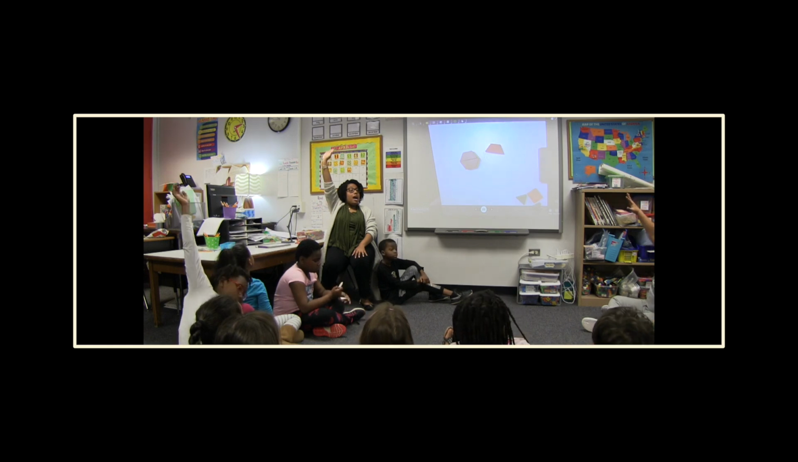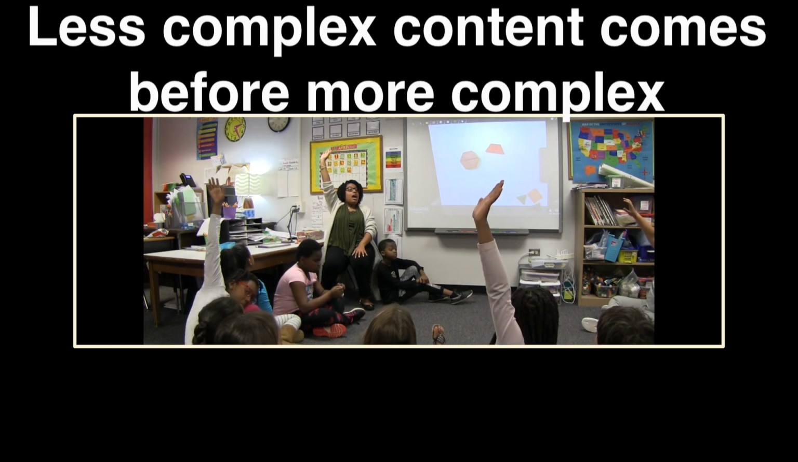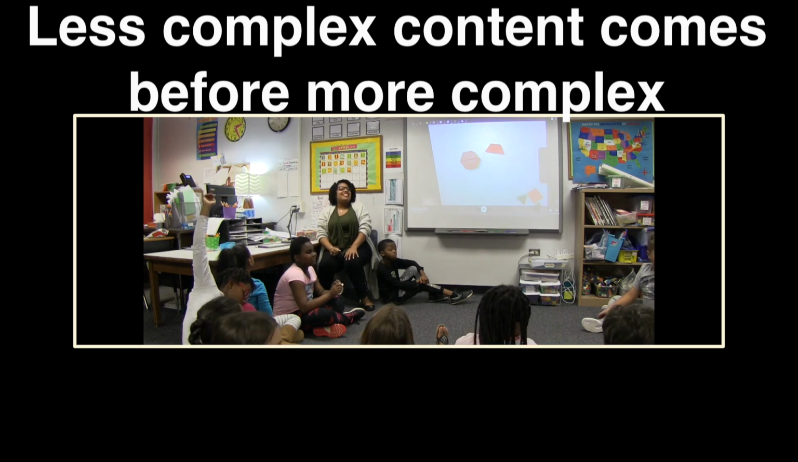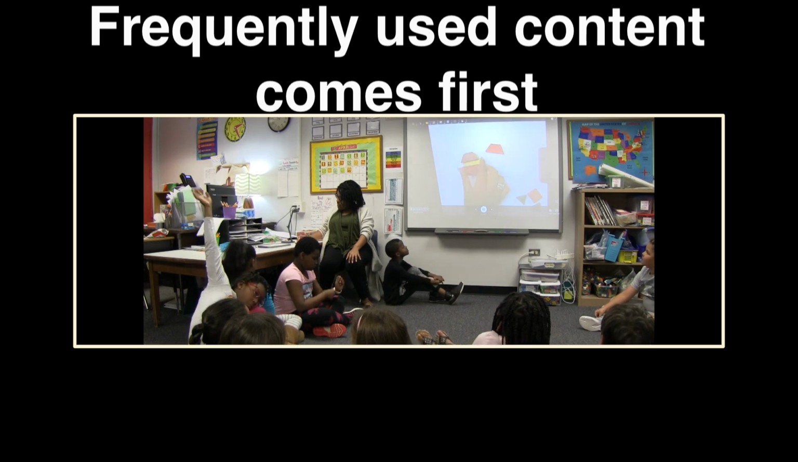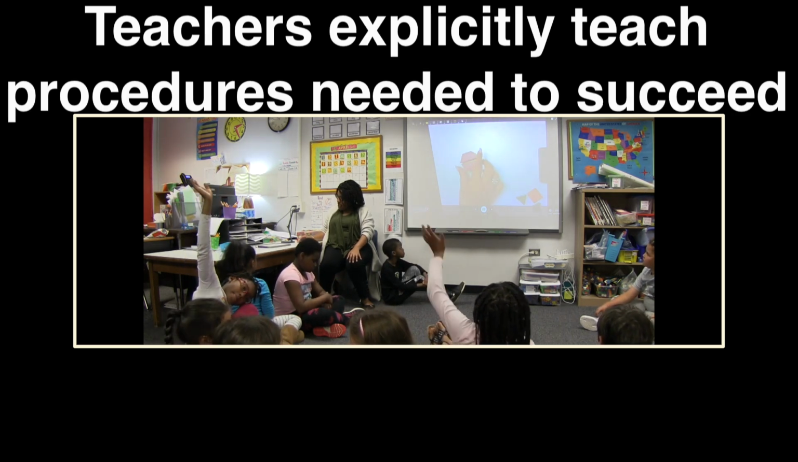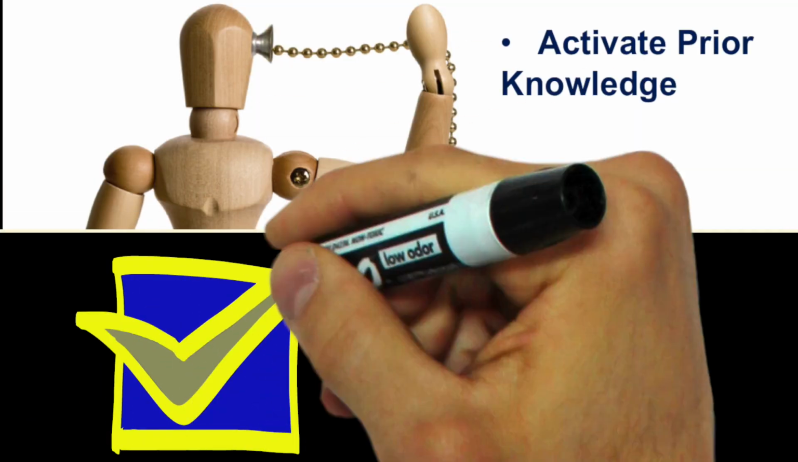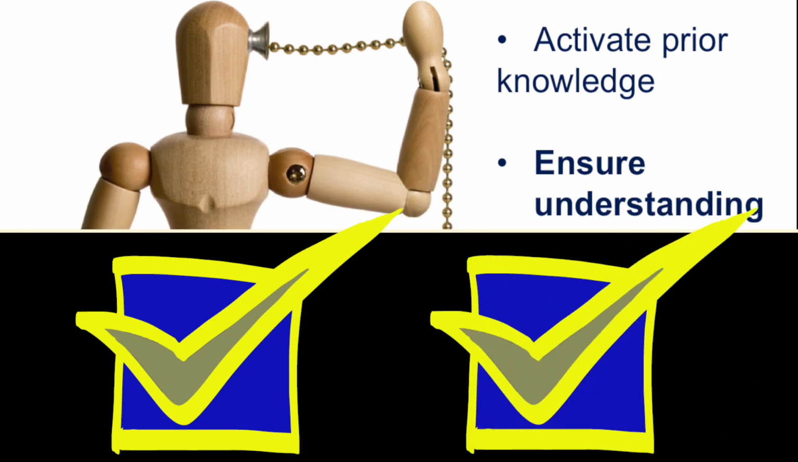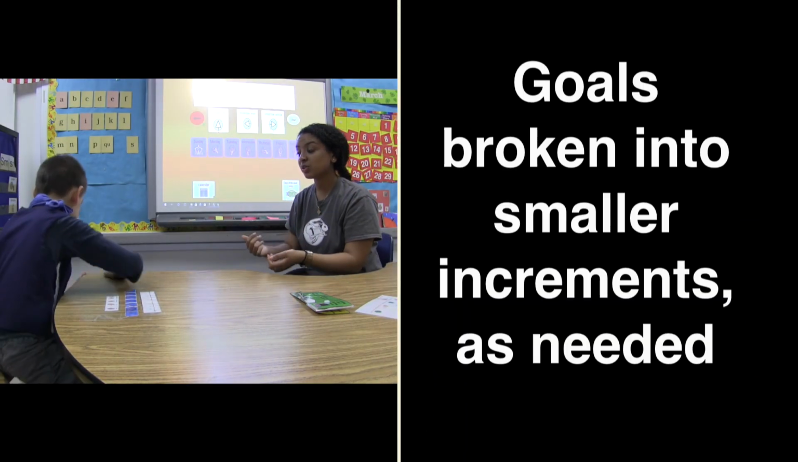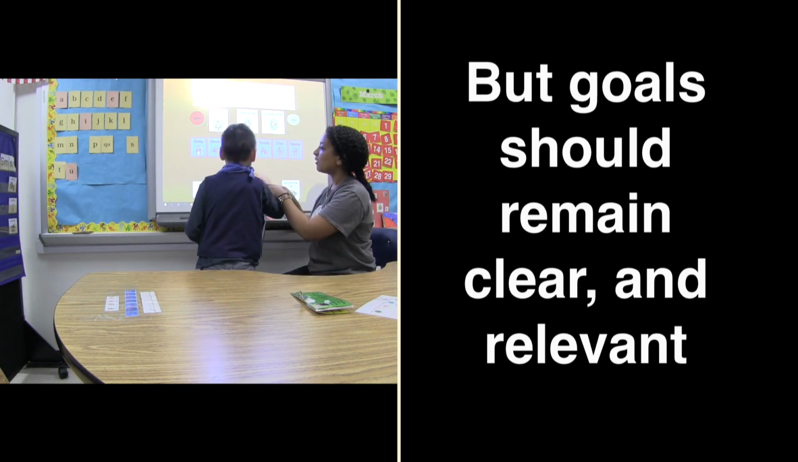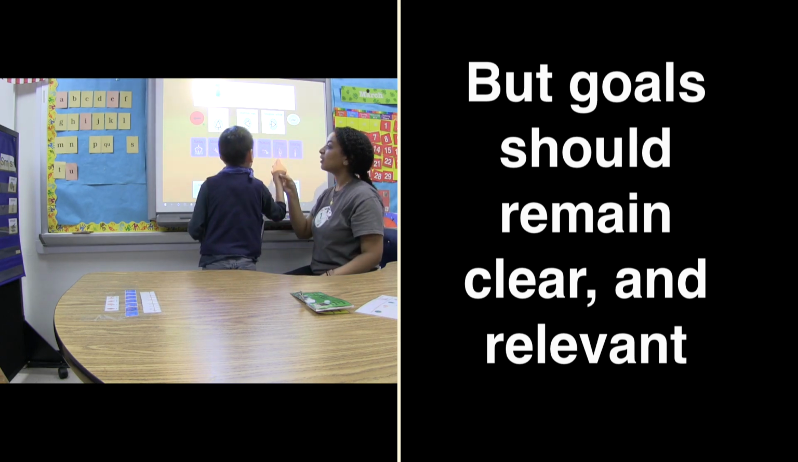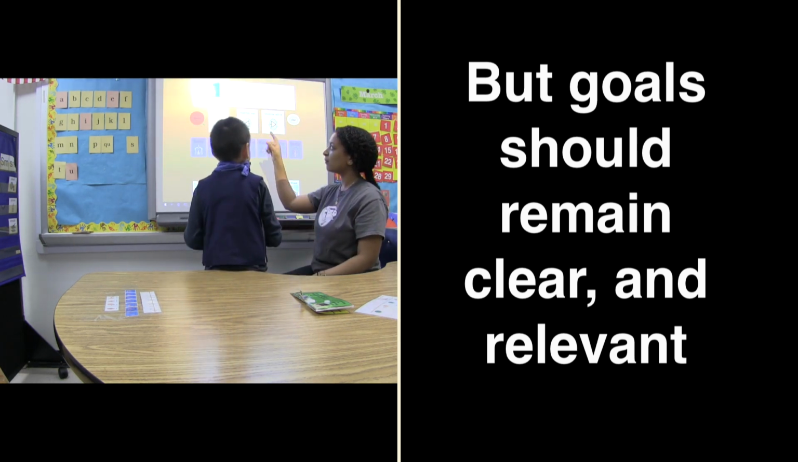For example, in a systematically designed lesson or unit, less complex knowledge and skills are taught before more complex concepts. Frequently used content is taught before less frequently used content, and teachers explicitly teach students skills and procedures needed for independent use. Teachers are explicit about confirming students' critical background knowledge and reteach as needed. In a more intensive educational setting, goals might be broken down into smaller increments, but it should still be clear to students how the goal or its increments connect to prior and future learning.